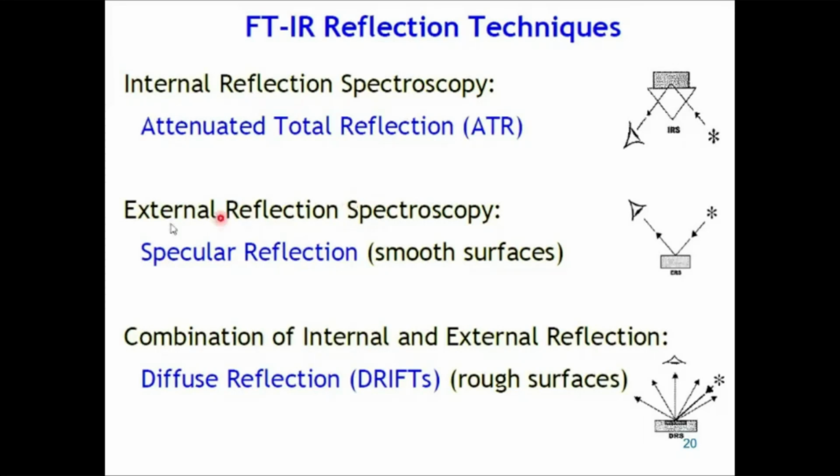Then there is external reflection spectroscopy, meaning from the surface itself, the IR light is getting reflected. It is called specular reflection. Then there is a combination of internal and external reflection. It is called diffuse reflection, short form DRIFTS, through the surface. So IR light entering the surface, some part is bouncing off, some part entering and getting dispersed in all directions. Go through these three diagrams.